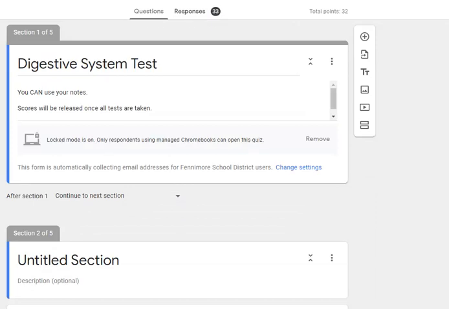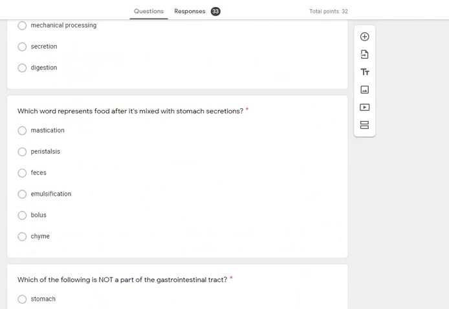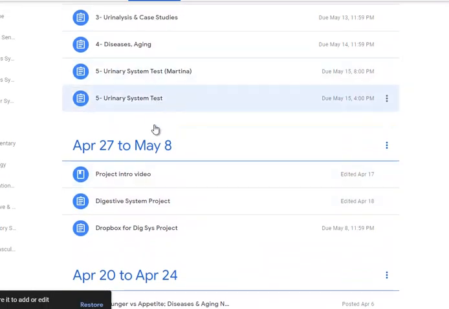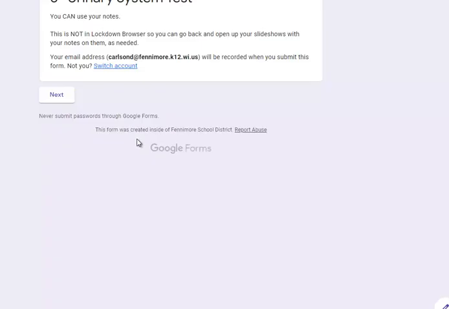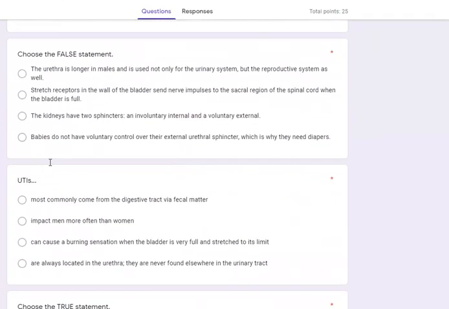And if you're just getting the hang of things, honestly, this is the route to go to save yourself time. And then I'll show you the urinary system test. And then I want to come back to one last form of assessment that I loved for that class. This urinary system test had short answer sections.